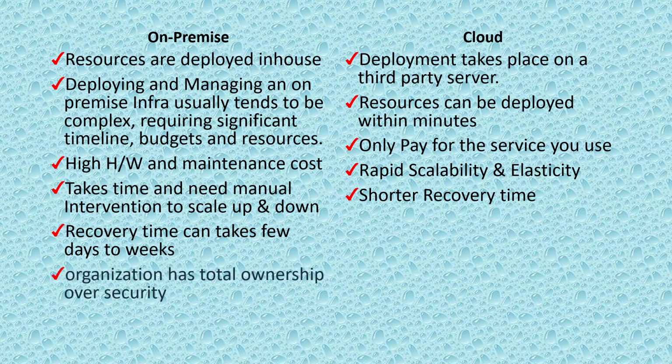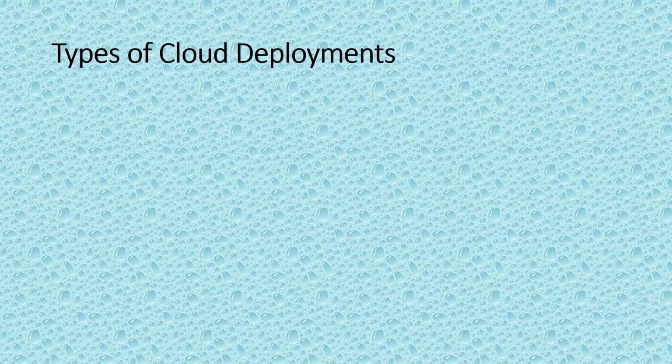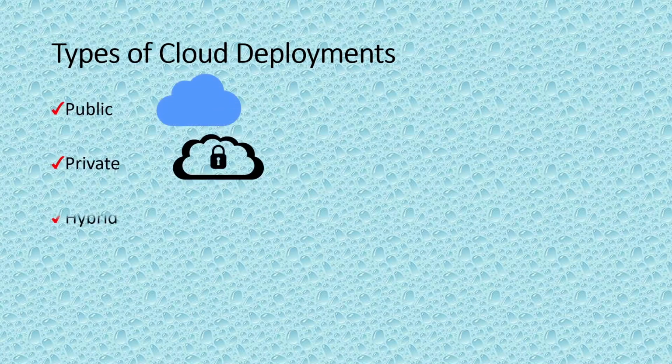Security in on-prem is fully owned by the organization, whereas in cloud, it's a shared responsibility model. The cloud provider and the organization share security responsibilities. Cloud deployment models. Based on the access and privacy requirements of the organization, cloud deployments are divided into four types. They are public, private, hybrid, and multi-cloud.